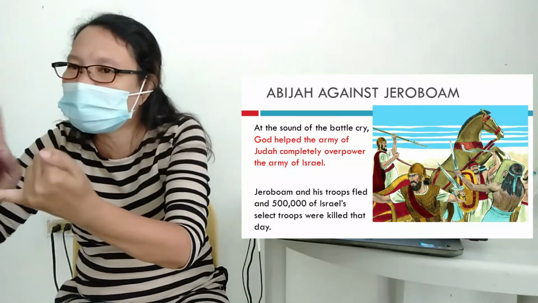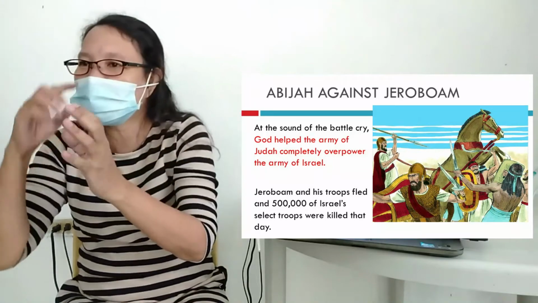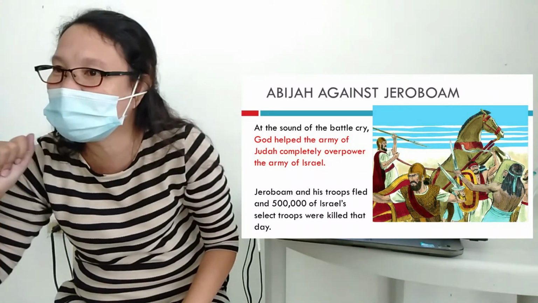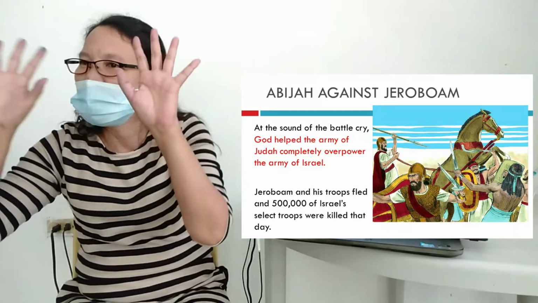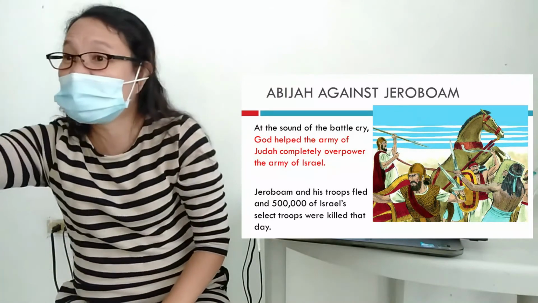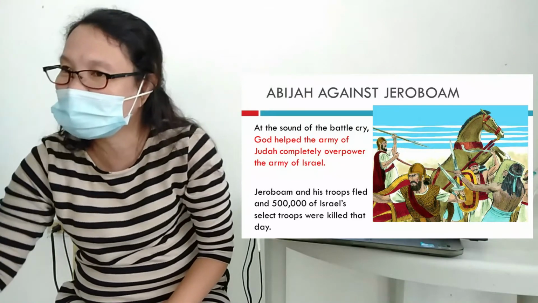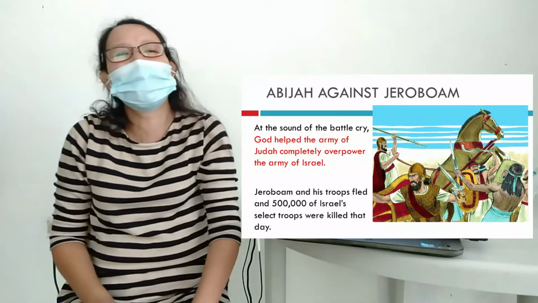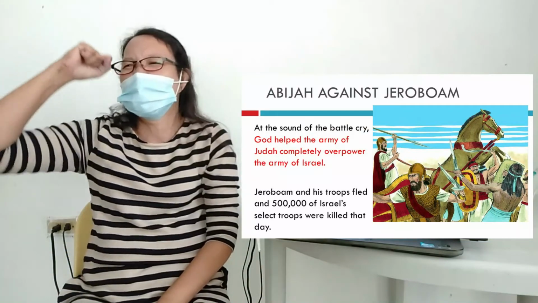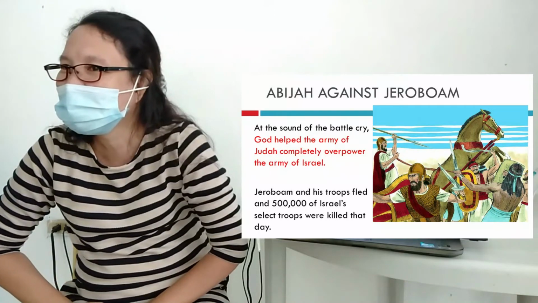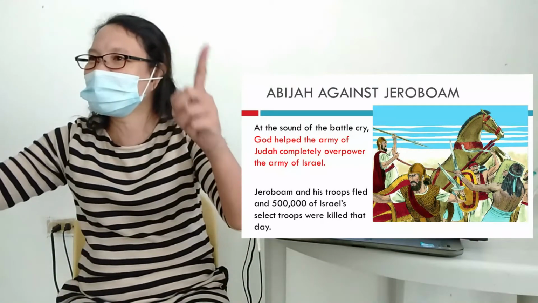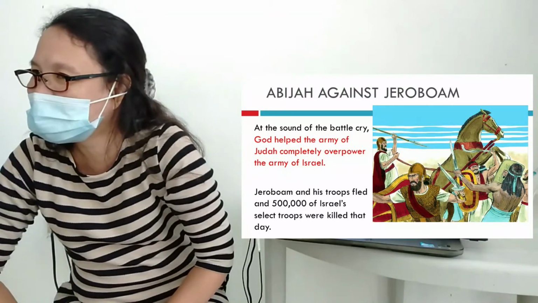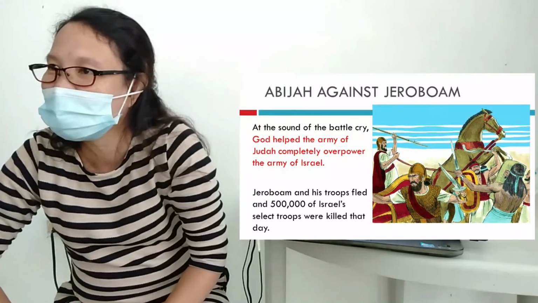Number one, they cried for help. Lord, tagami ni. Number two, the trumpet of the priests sounded. And what happened? 500,000 were killed during that day in the camp of Jeroboam. Whoa, the power of crying out to the Lord. Grabe. When you ask God for help, God will defeat your enemies.